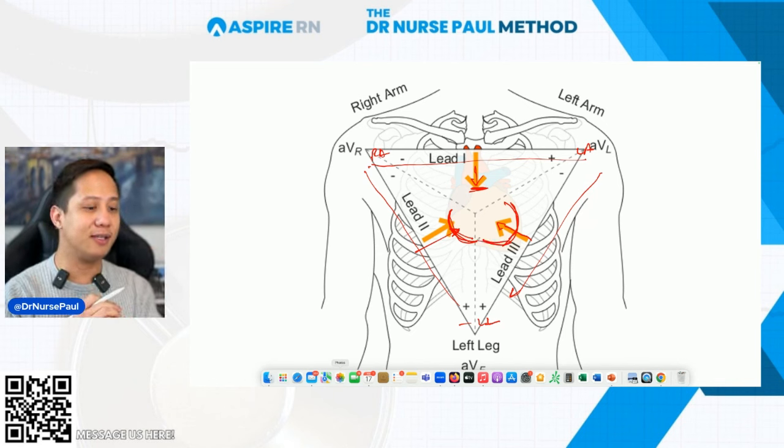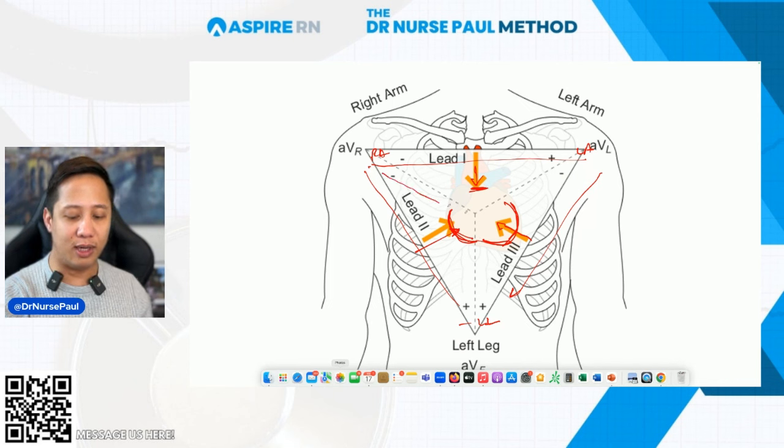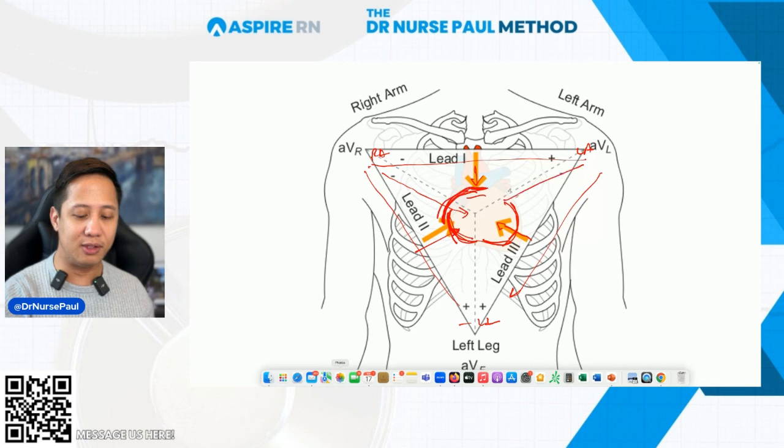You got it, nurses? And AVR is basically augmented, which means there's no actual lead attached to the body. It's electronically computed by the computer. So augmented on the right side, which means it looks this way. So you combine that with lead two, with lead one. Now we complete this side. That's AVR. AVL is augmented to the left. It looks this way. You combine that with lead one and lead three, then you also see this part.